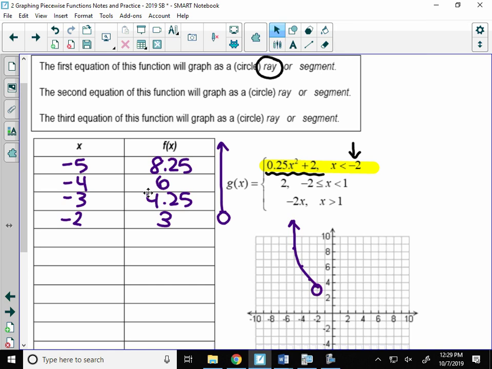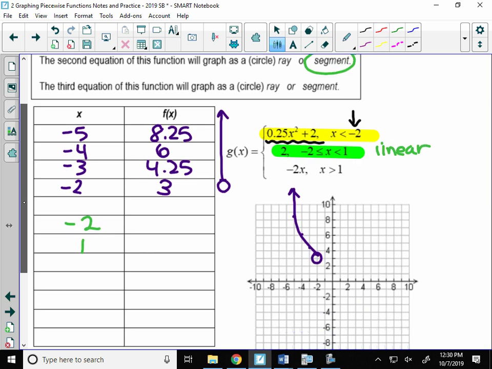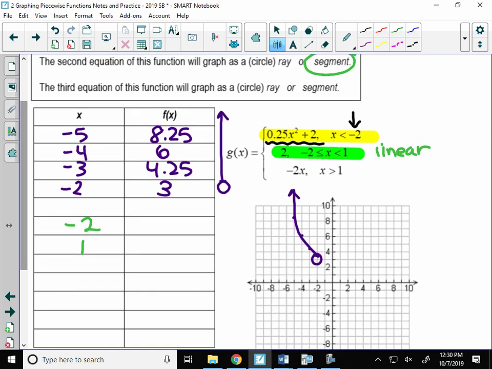All right, when I look at the second equation, 2, is this a segment or a ray? It's a segment because there are 2 endpoints. Now, it's a segment, so I have to decide. Does this graph as a linear function or something else for 2? It's linear, right? So when it's a linear function that is also a segment, all I have to plot on my table are those endpoints, -2 and 1. So I'm just plotting the endpoints here because this is going to be a straight line that's easy to connect.